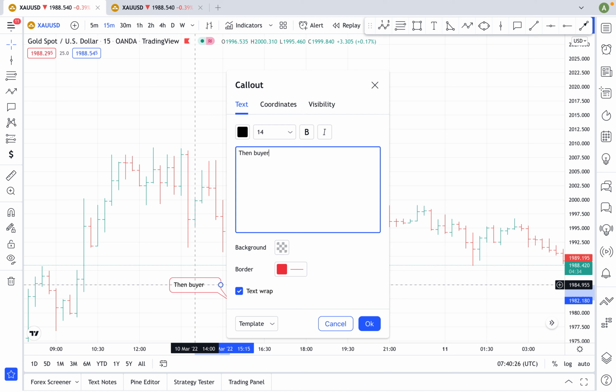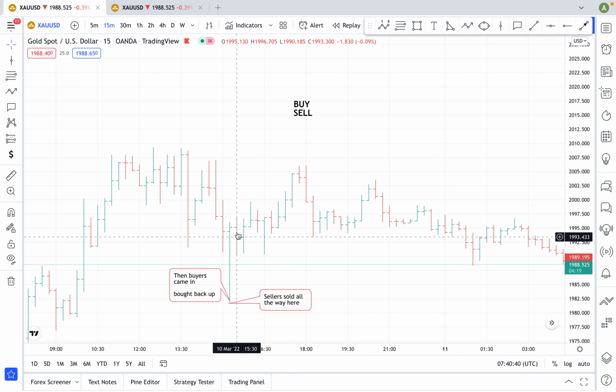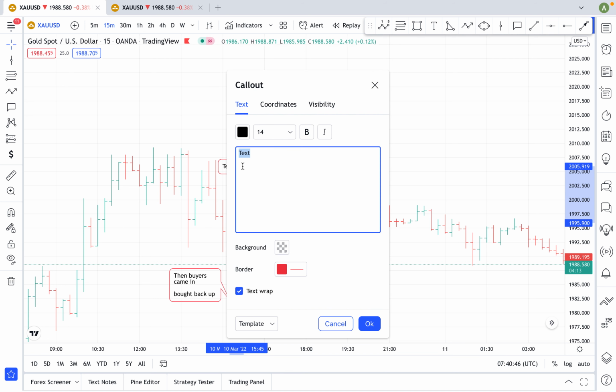Then buyers came in. They bought back up. They pushed the price back up, right? And now they bought to this place. They bought to this exact price here.